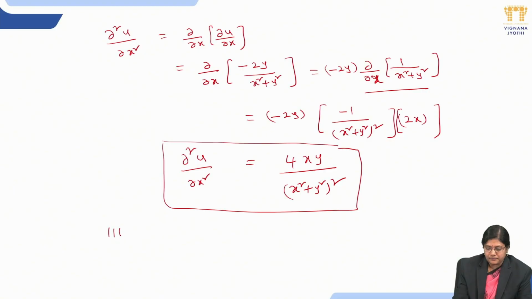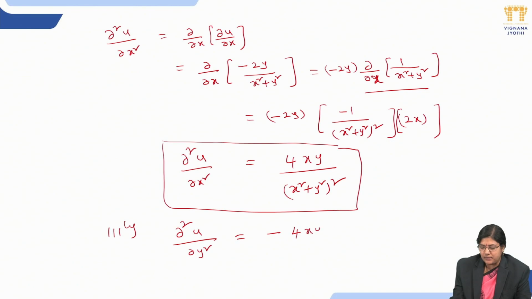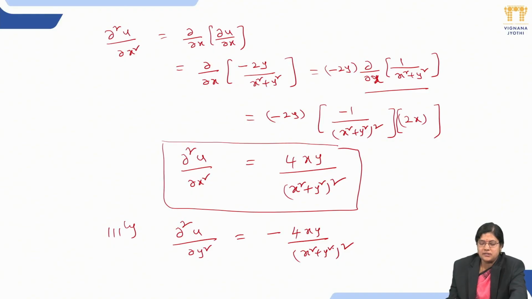Similarly, we will get ∂²u/∂y² equal to minus 4xy by (x² plus y²)². By applying the same procedure and simplifying, you will get ∂²u/∂y² is equal to minus 4xy by (x² plus y²)².